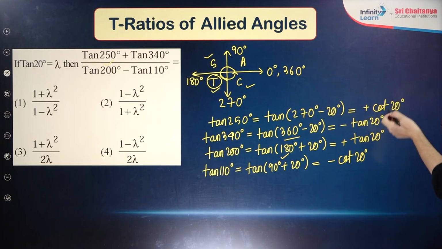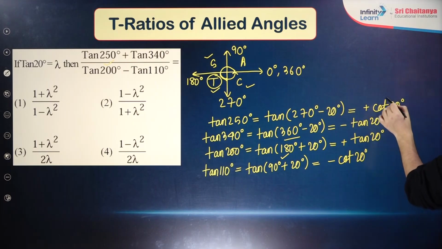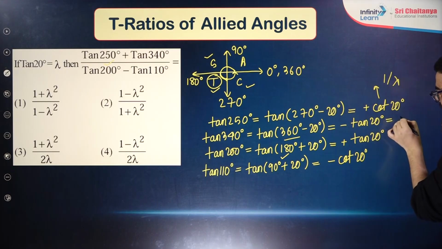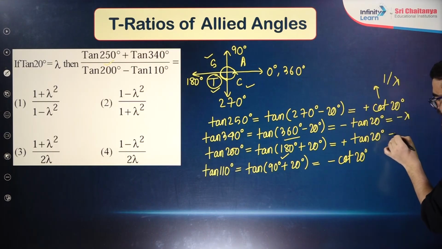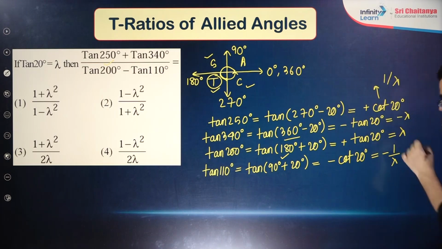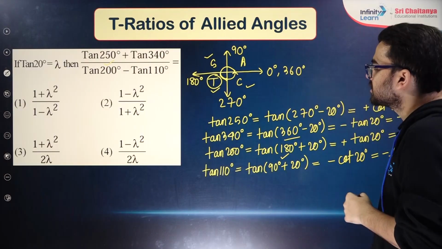So you see, just put the values over here, guys. You see tan 20 is lambda. So cot 20 will be 1 by lambda. This will be minus lambda. This will be plus lambda. This will be minus 1 by lambda. That's it. Then you just have to plug in the values over there and then you have to simplify.